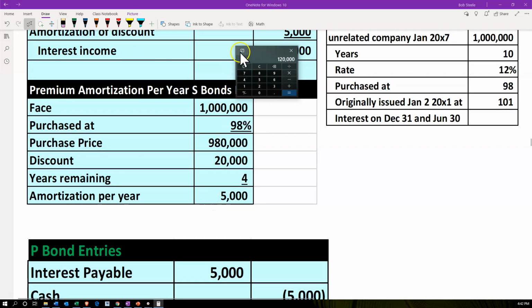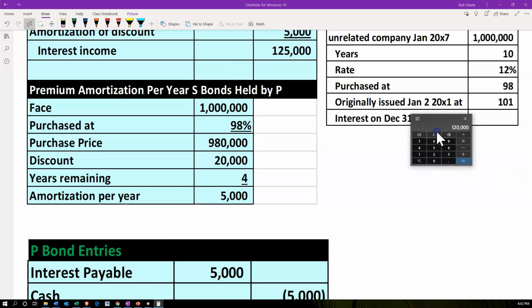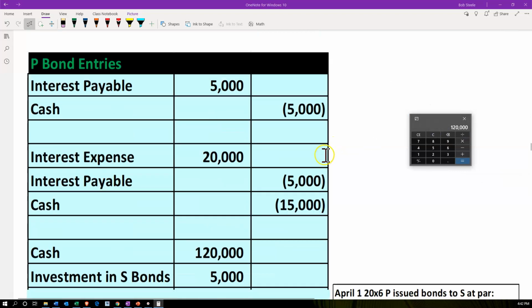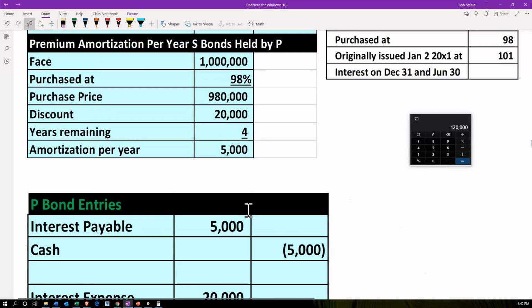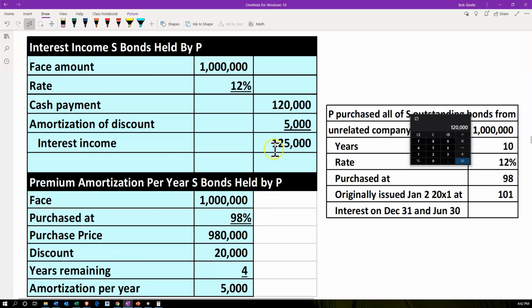That's going to be this 5,000 right here, right? So that's going to be the 5,000. And so I just lost my calculator. So we're going to scroll back down. There's the 5,000. And that means the interest income we would expect to be recorded at the 125. That's the same 125 that we calculated up here with this calculation, that 125.